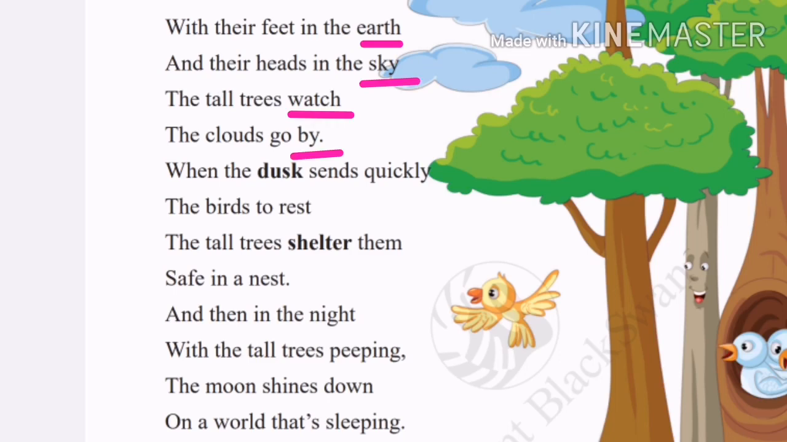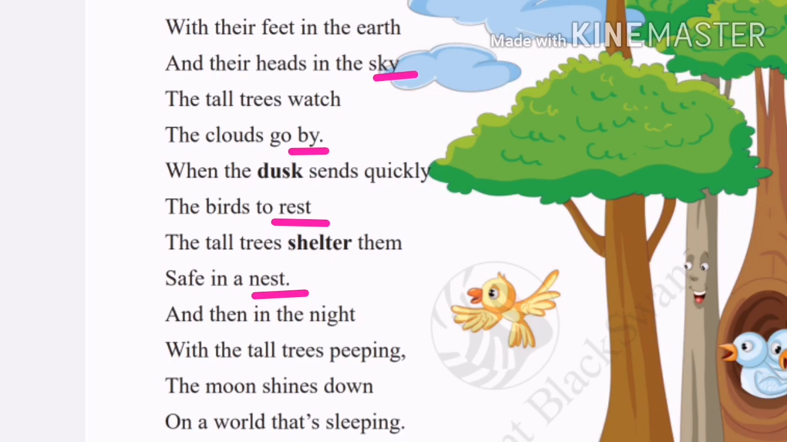See the ending words. Which are they? Earth, sky, watch, by. Let's find out the similar sound words. Earth is not matching with any other words, but we can match sky, by. These words end with a similar sound, I, isn't it? These are the rhyming words of the first stanza. Let's find out the second stanza's rhyming words. That is rest, nest. These words end with a similar sound, t. So that is the rhyming words from the second stanza.